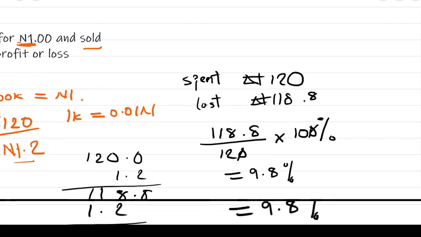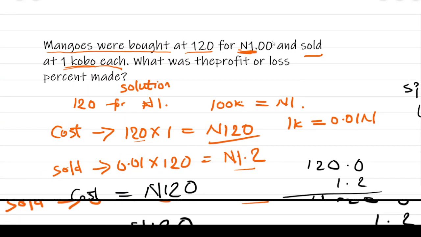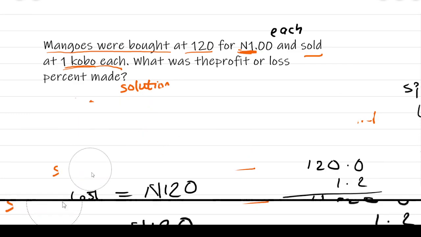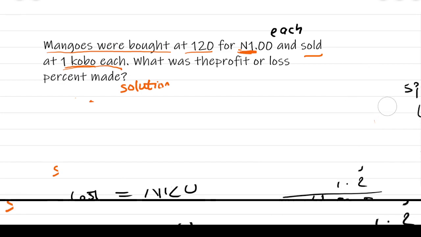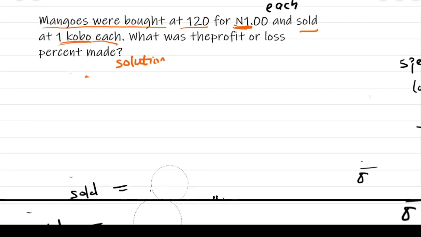Oh wait, let's go through the problem and see. Okay, there is no "each" here. I was calling "each" all this while. This means we have to really redo the problem. It's actually 120 for 1 naira, and there was no "each" available there. So sorry about that, and let's redo the problem. This shows how you can get a problem wrong if you read it in a different way.